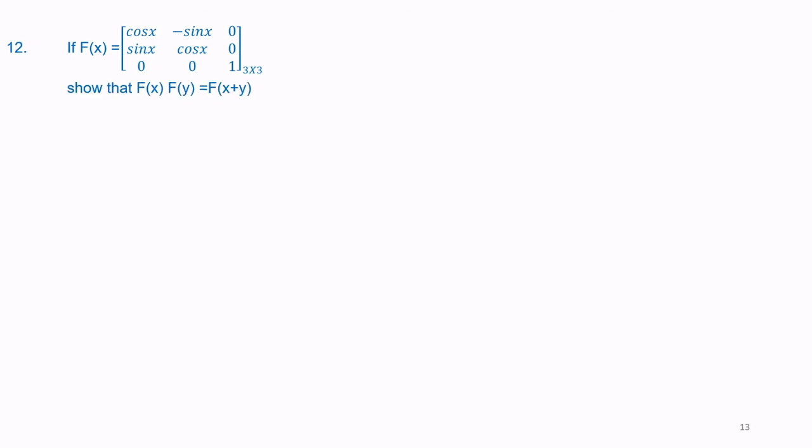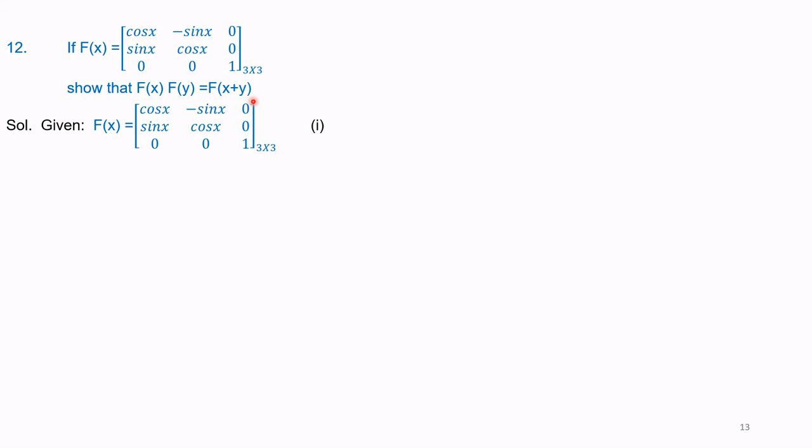Question number 12. Within square brackets, cos x, minus sin x, 0, sin x, cos x, 0, 0, 0, 1. Show that f(x) into f(y) is equal to f(x plus y). Please observe here, the value of f(y) is not given. Only f(x) is given, function of x. And we have to prove f(x) into f(y) is equal to f of x plus y.